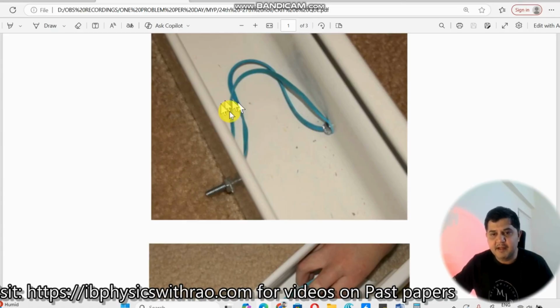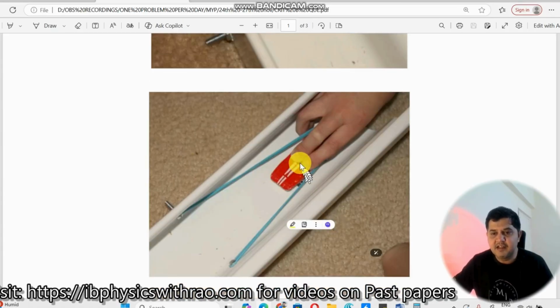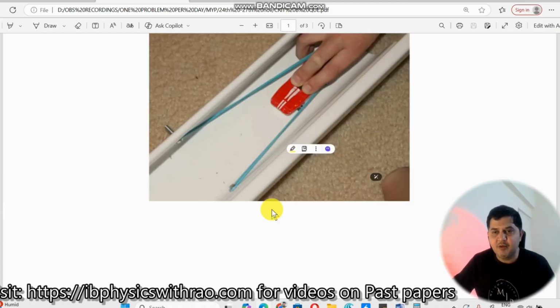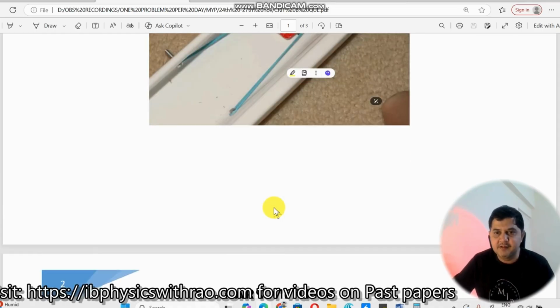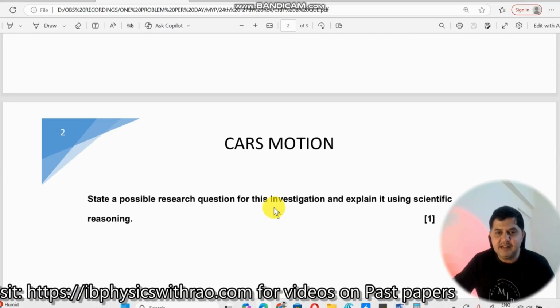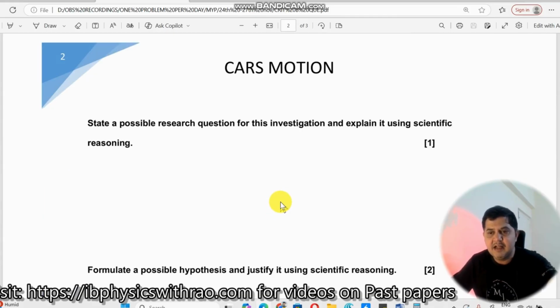Okay, so this is the rubber band launcher they use, and this is the crumple zone they have modeled using the cardboard, and they pull this across, and as a result the car moves forward and hits a wall. What we are going to vary is the length of this crumple zone, and find out what the effect of it is. So this is what is of interest. State a possible research question for the investigation and explain it using scientific reasoning.